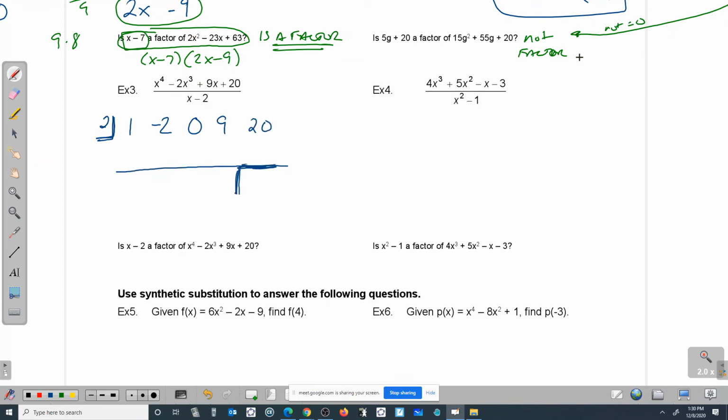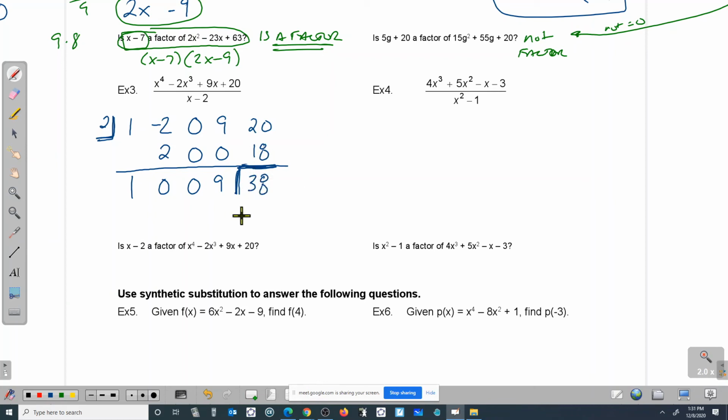All right, let's go through the process. What do we do with the 1? Just drop it. Multiply it by 2, put it here, and then we add them. Take the 0 and multiply by 2, which is 0, which conveniently also works out to be 0. Okay? 0 times 2 is still 0, but 9 plus 0 is 9. So 2 times 9 works out to be 18, and you get a remainder of 38.